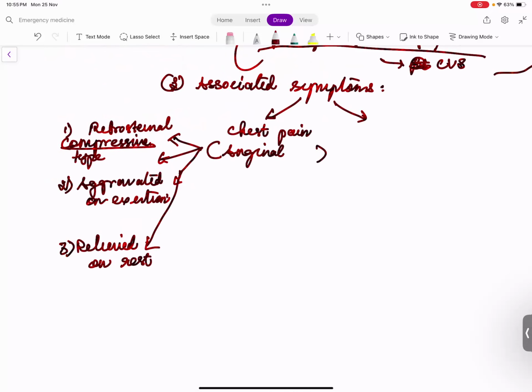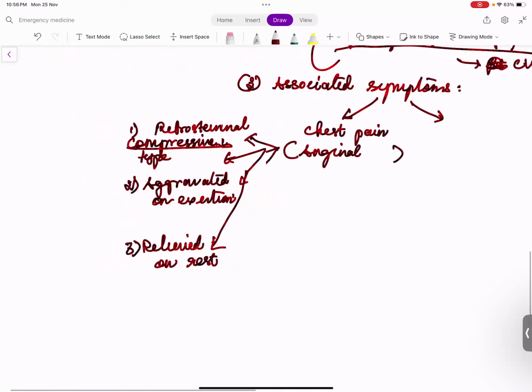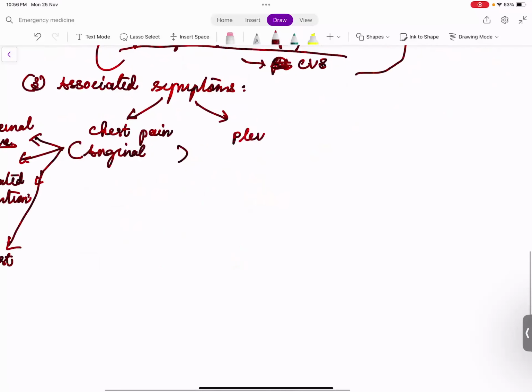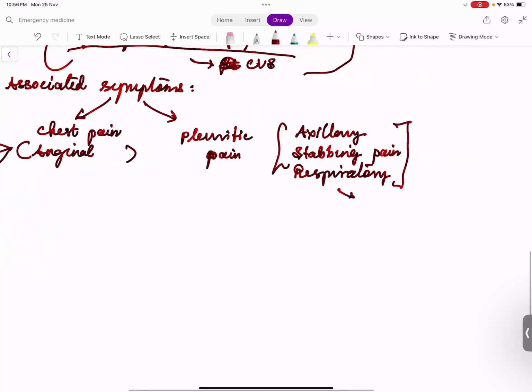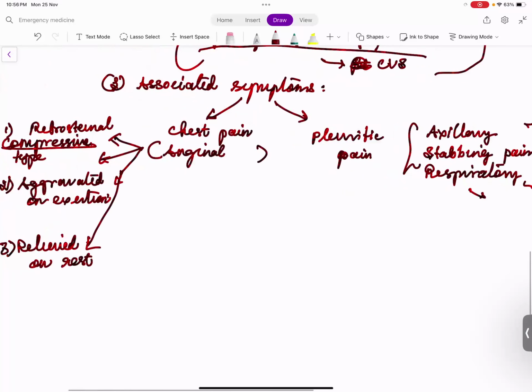At the same time, chest pain over the axilla, a chest pain which is more lateral or in the axillary region, not compressive but a stabbing type of pain, which is worse on respiratory movement, in the sense more on deep inspiration and more on coughing, will be a pleuritic type of chest pain. This will go towards a respiratory cause of chest pain. So whether it is an anginal chest pain or a pleuritic type of chest pain.